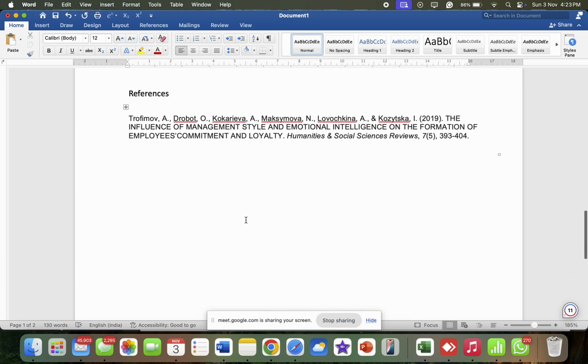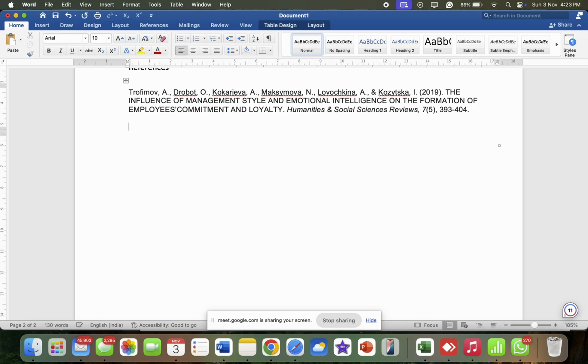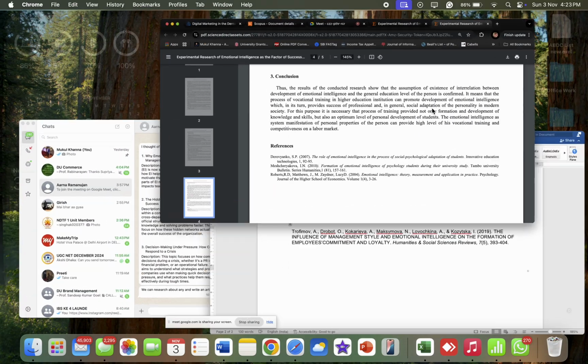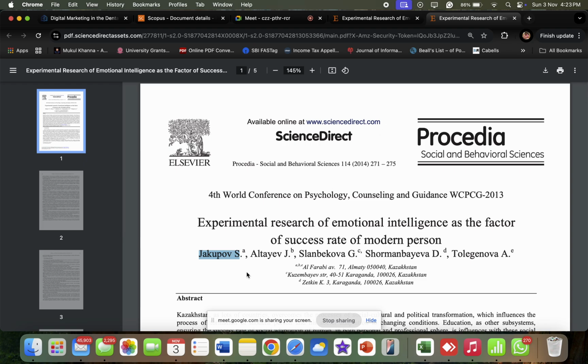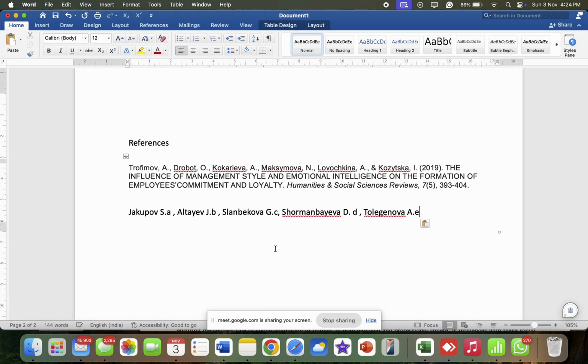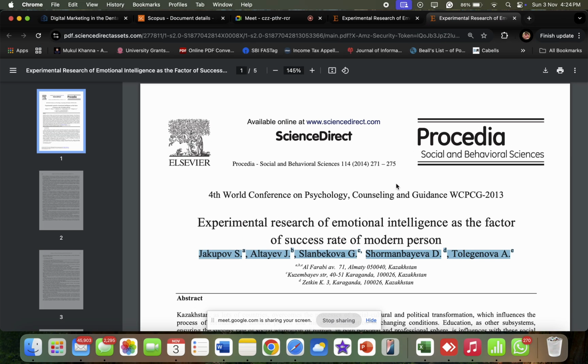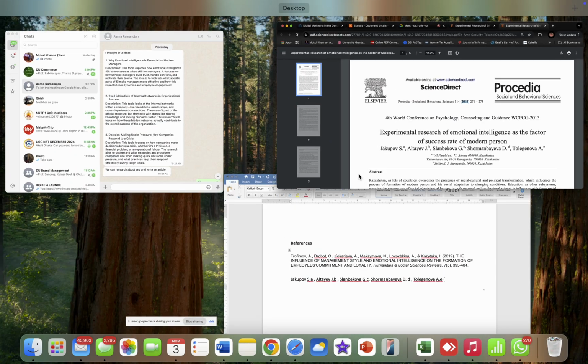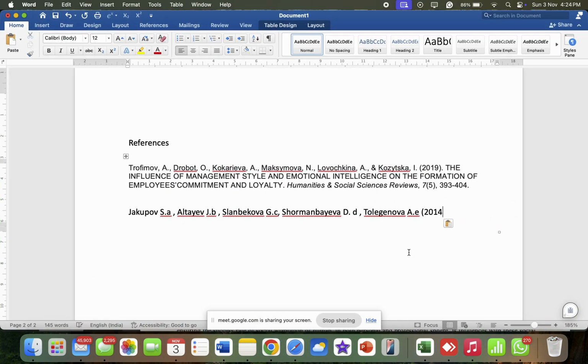How will we do the citation part? Which reference is it? First, who has written it? Okay, so let's go back and see who has written it. These are the authors that have written it. So let's paste it over here. After that, we'll write down the year in which it got published. So it was published in which year? 2014 over here. So let's copy and paste 2014 over here.